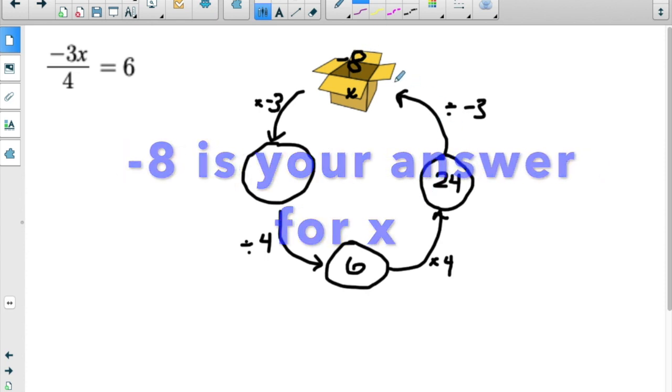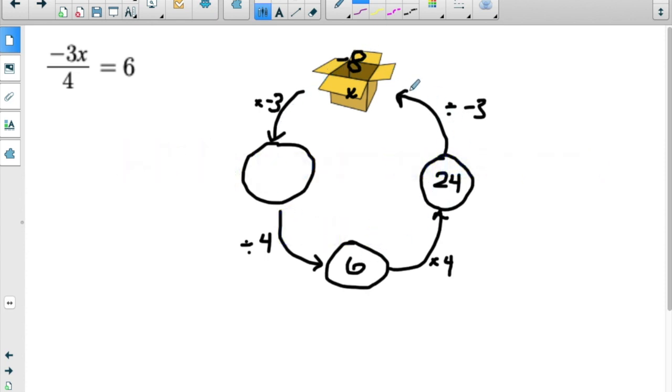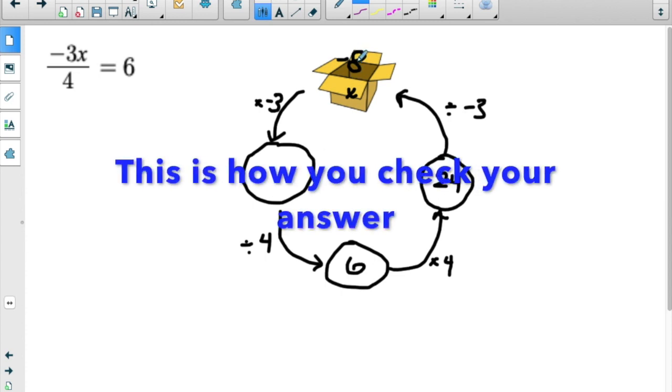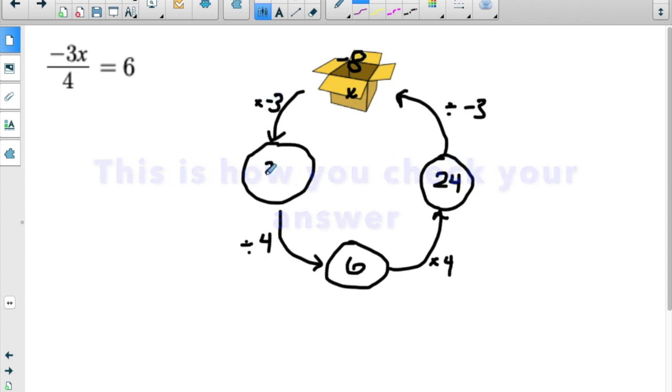What's cool about the looping method is that it naturally flows so that you can check your answer. If the loop is done correctly, now we take what's in the box, -8, multiply it by -3 to get 24, divide it by 4 to get 6, and the whole loop works. No matter where you start in the loop, you can follow the circle around and it'll always make sense. So let's say I start at 24, I divide by -3, I get -8, times -3, you get positive 24, divide by 4, you get 6, times 4, you get 24, back to where you started.